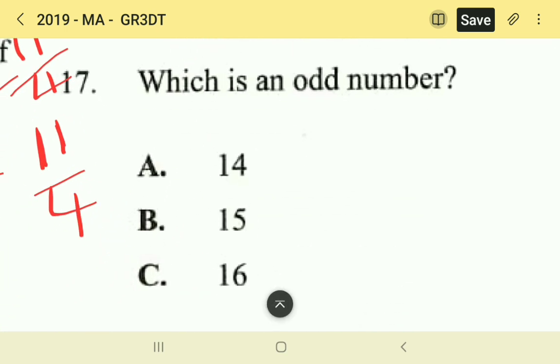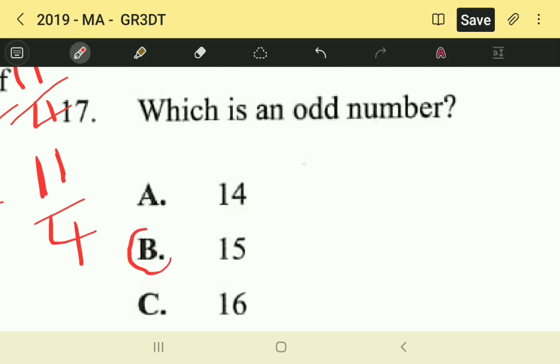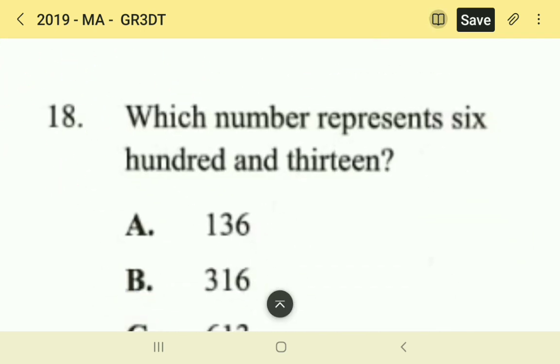All right, this one is a repeat. Repeat, that's B. This is even, 16 is even. Even numbers end in 0, 2, 4, 6, or 8. All right. Moving on to 18.